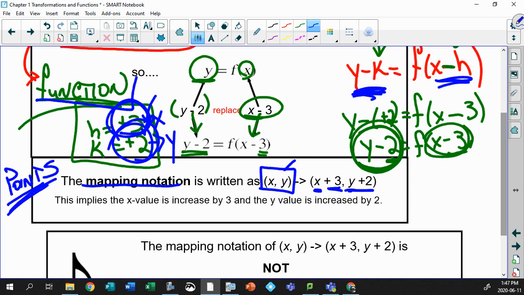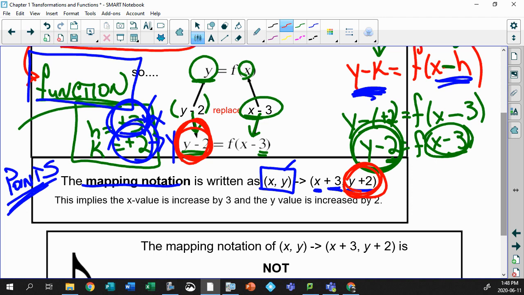The replacement notation deals with the actual function. Do you see the difference? Look at the difference between these two. This has a y minus 2 because it's in the equation. This has a y plus 2 because it's the mapping. This tells you this is what the equation looks like. This is what the point's going to look like.